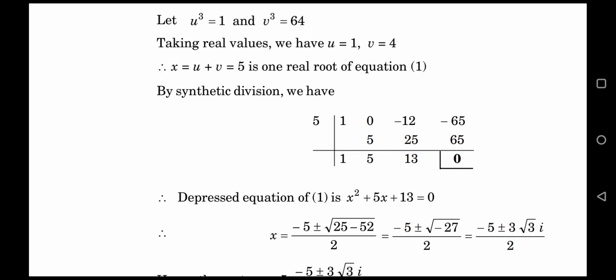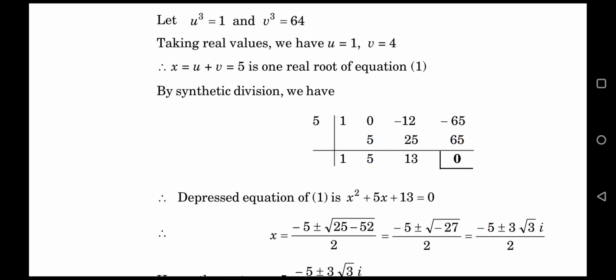Then divide this equation by x minus 5, taking the help of synthetic division. Method of synthetic division: divide the given equation by x equals 5. From equation number 1, the coefficient of x cube is 1, coefficient of x square is 0, coefficient of x is minus 12, and the constant term is minus 65.